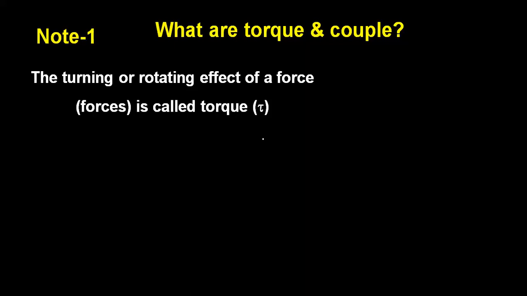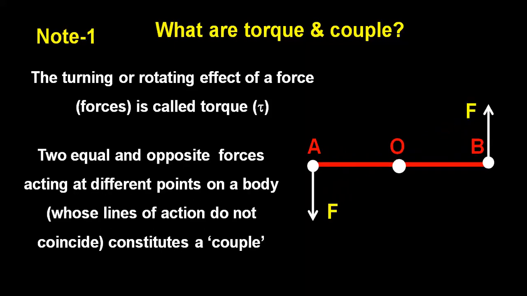Fine. Now let us see what a couple is. Two equal and opposite forces acting at different points on a body. This is very important. So two equal and opposite forces acting at different points on a body, that is, whose lines of action do not coincide, constitute a couple. Whenever we use the word couple, we necessarily need two forces of equal magnitude, and they should act in opposite directions. You can see two forces acting at A and B. Their magnitudes are the same, but their acting directions are opposite.